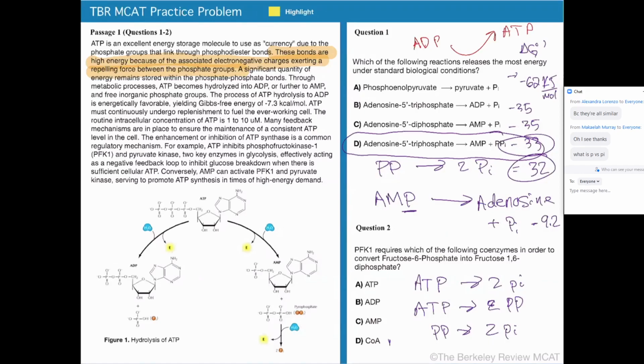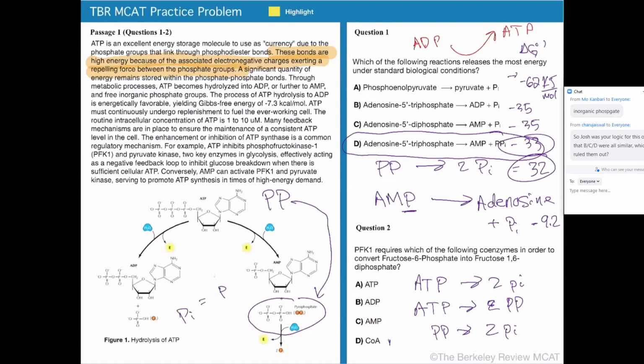What is PP versus Pi? So PP, that's this right here, pyrophosphate. And Pi equals the phosphate group, which is just one of these groups. Does that make sense?